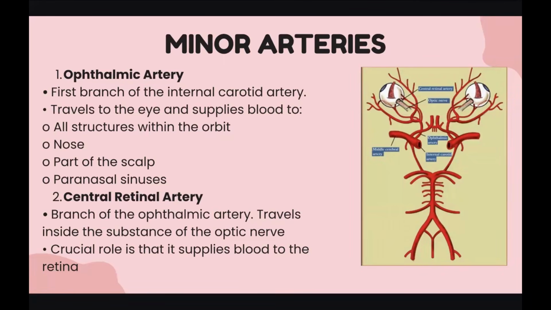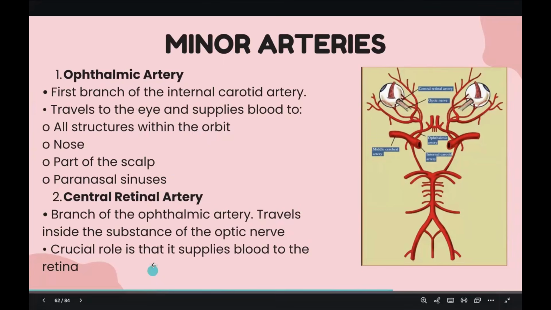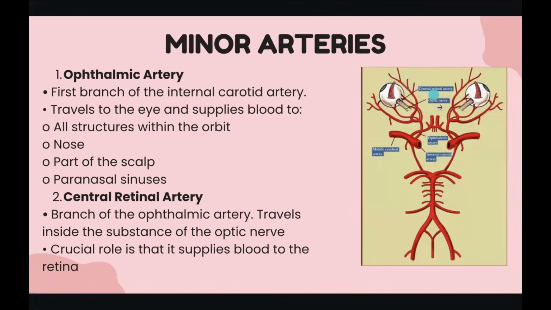The second minor artery is the central retinal artery. It is a branch of the ophthalmic artery that we just mentioned, and it travels inside the substance of the optic nerve. Its crucial role is that it supplies the blood to the retina. This is so important. All right?